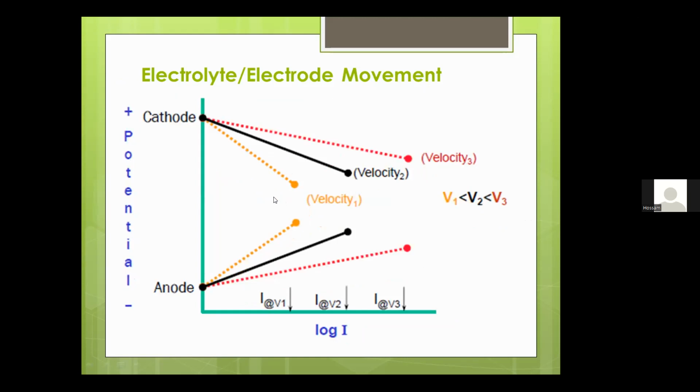The effect of electrolyte movement: as the velocity decreases, the polarization increases, and as the velocity increases, the polarization decreases.